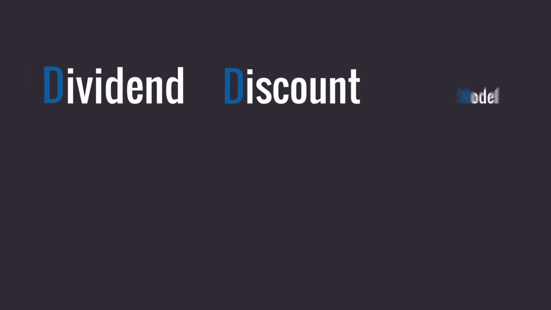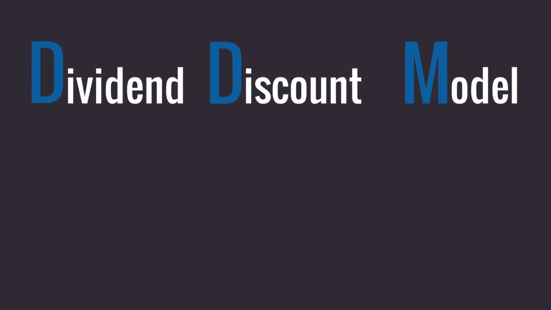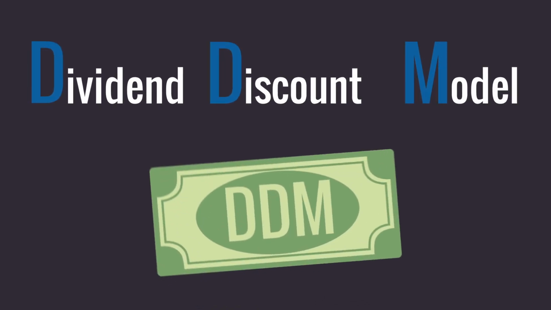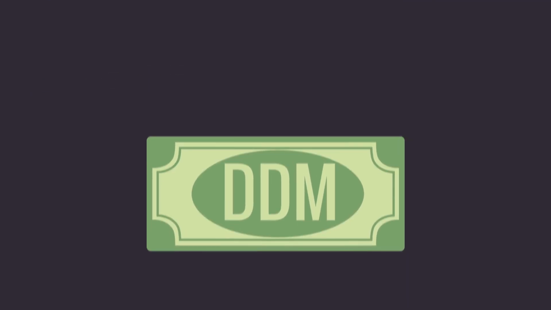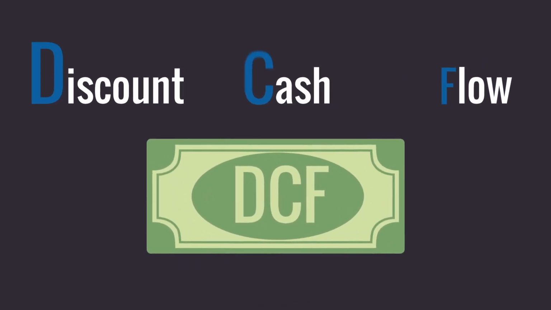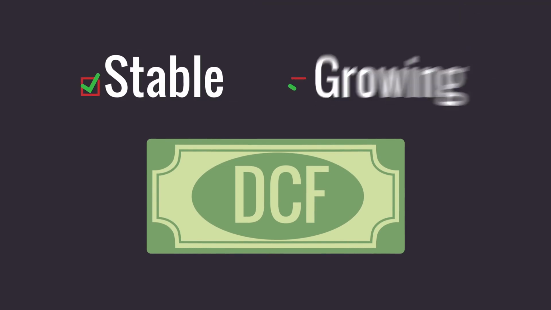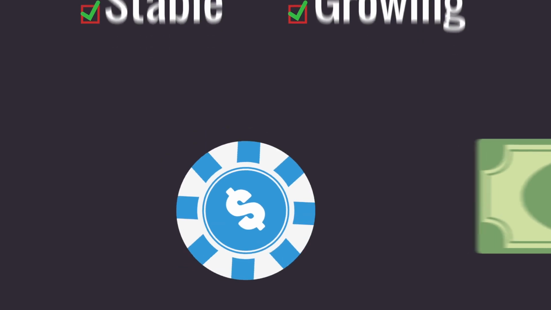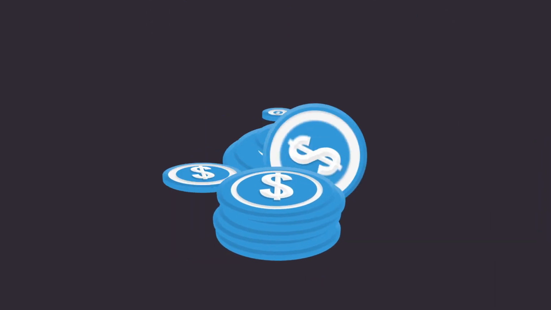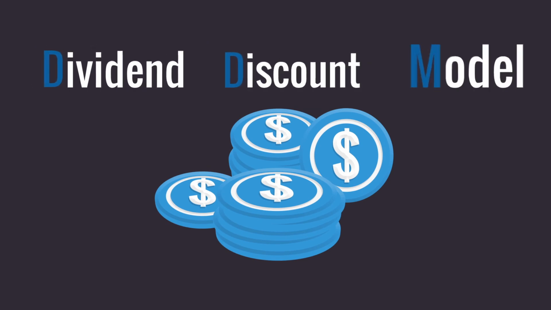The dividend discount model, DDM, is a great way to value companies with a stable dividend payment. However, for a non-dividend paying company, you can use the discounted cash flow model instead. Before using the dividend discount model, you need to check if the company's dividend is stable and growing. Mature blue chip companies often pay a predictable dividend. These types of companies are often well suited for the dividend discount model.